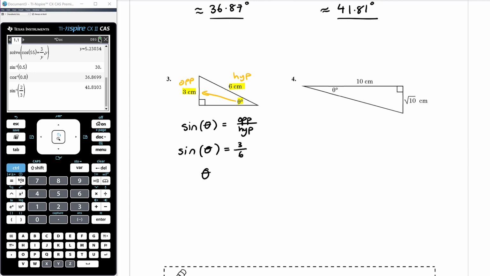We need to get theta on its own, that's the most important thing. And theta is currently inside a sine function, so we need to do the opposite of sine, which is inverse sine, to get it free. And so we do inverse sine to both sides, and we get that theta equals inverse sine of 3/6 or inverse sine of 1/2. So into my CAS, inverse sine of 1/2, Control Enter, and we don't need approximates, this is an exact one. Theta is 30 degrees.